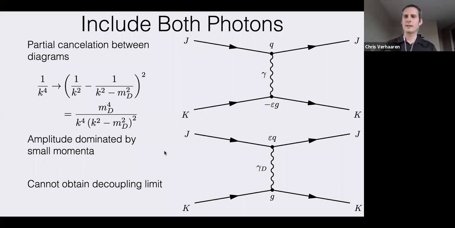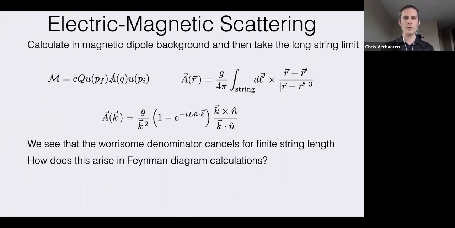So I really can't take a decoupling limit in that regard. I have to always care about the fact that this is a bound state and that both the magnetic charges are important. But when I do that, it turns out that these extra poles cancel. And the simplest way to see that is to, again, imagine a background magnetic dipole field and look at electric scattering in that background field.